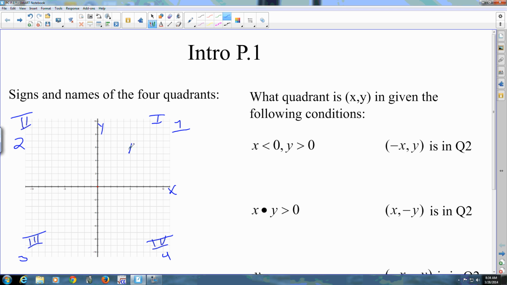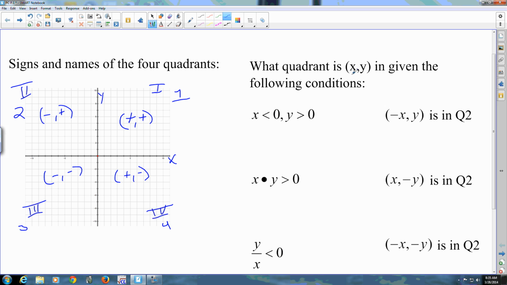You need to remember the coordinates. In quadrant 1 they are always plus plus, in quadrant 2 it's minus plus, quadrant 3 it's minus minus, and quadrant 4 it's plus minus. Using that information, we're going to work with questions like this. These ones are asking what quadrant is XY in given the following conditions. So as you can read, it says x is less than 0, so in other words x is negative, y is positive. So where are you sitting? You're sitting in quadrant 2.